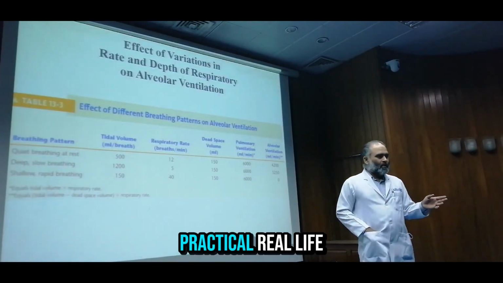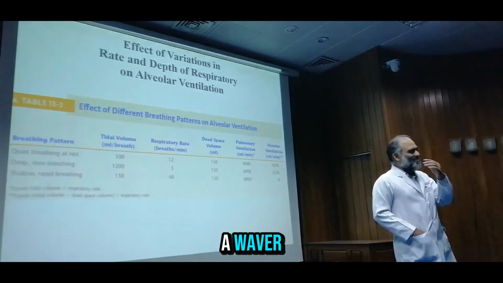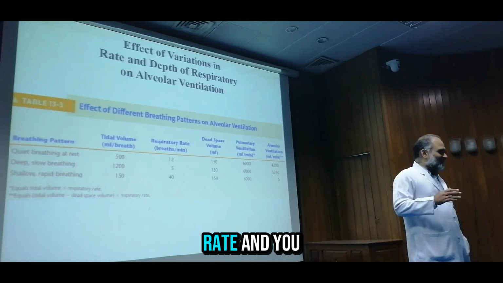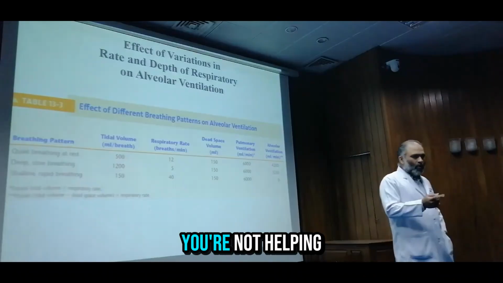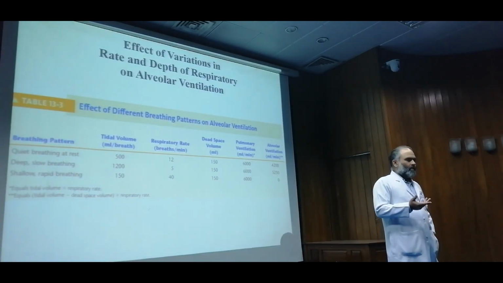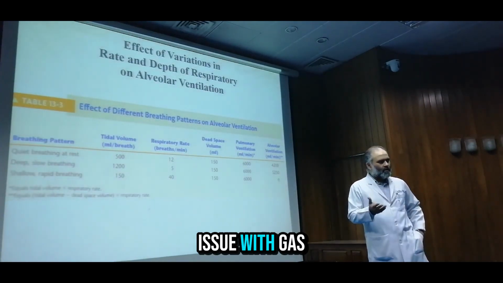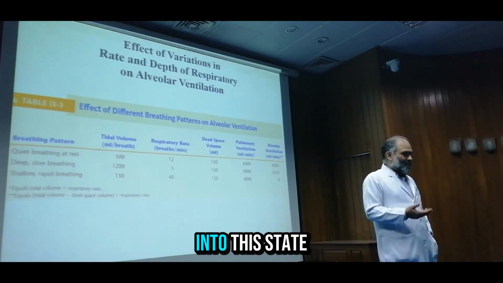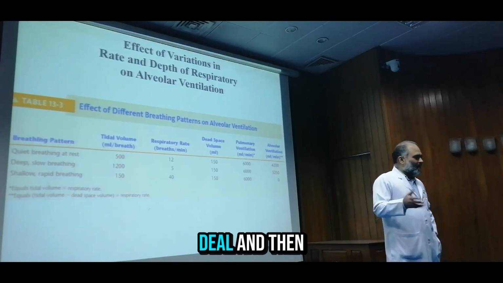What is a practical, real life scenario of this? When can this happen to a medical student? Before a Viva. Famous example. Before a Viva, shallow, rapid respiratory rate. And you can imagine that at that time, you're not helping yourself. You're not ventilating the gas exchange areas properly. It's not long enough to cause any serious issue with gas exchange. Usually you go into this state half an hour before the Viva, and then Viva happens, and you say, well, this wasn't a big deal, and then you come out.